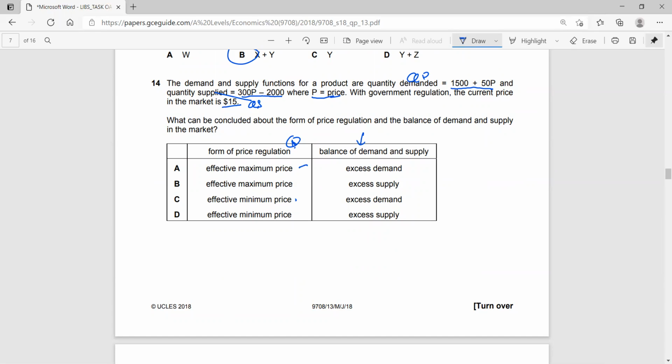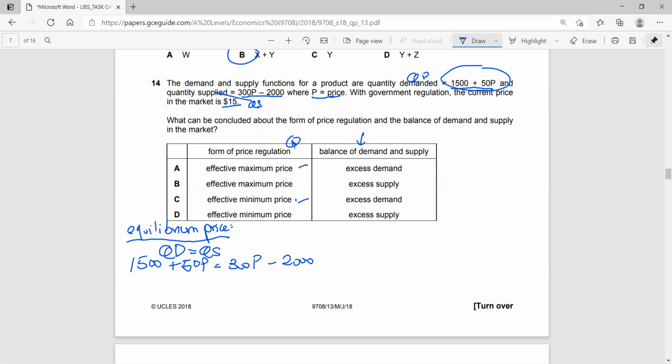So to figure out whether it's an effective maximum or minimum price, we would have to first see whether it's above or below the equilibrium price. So let's firstly calculate the equilibrium price. And the equilibrium price is obviously the price at equilibrium. At equilibrium, quantity demanded is the same as quantity supplied. It is the place where demand and supply intersect. What do we know about quantity demanded? Refer to this. It is 1500 plus 50p, and quantity supplied is 300p minus 2000, right?